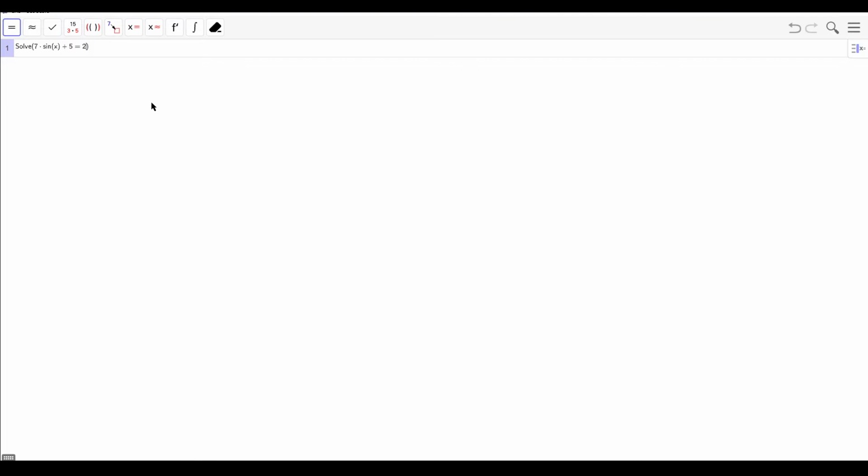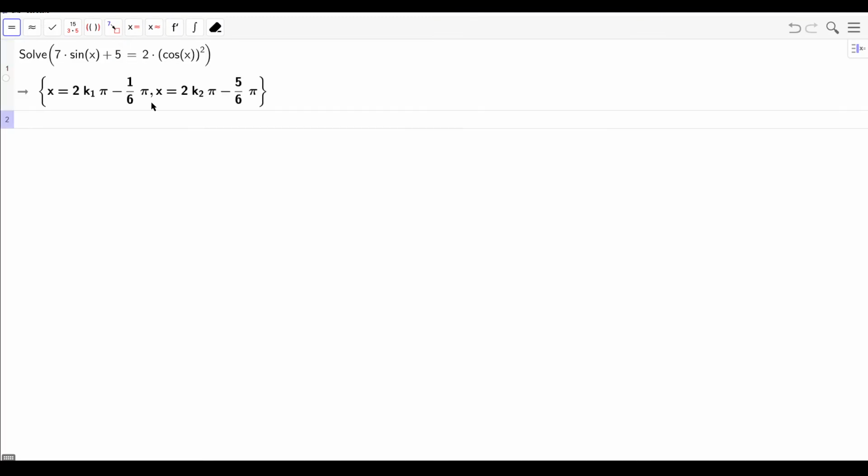2. For this one, let me just type it. But I think I should type it like this, with a parenthesis here. And then this one and that one and x. And then come out of this and then to the power 2. So this means cosine to the power of 2x. And then I ask GeoGebra to solve it. Let us see if it can do it for us.